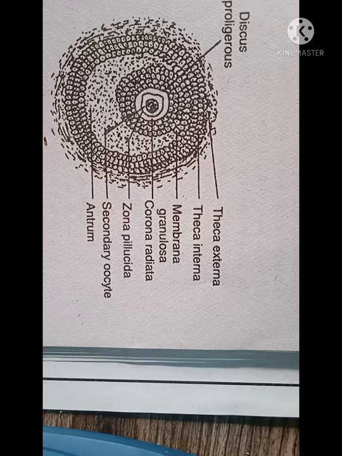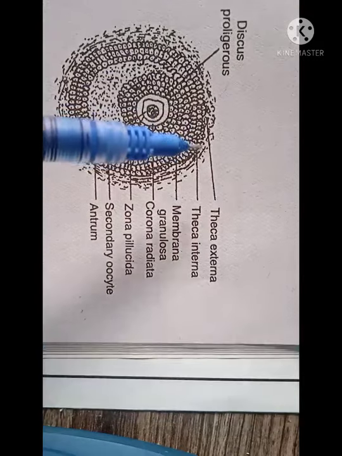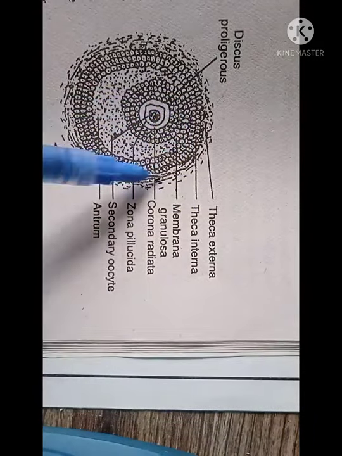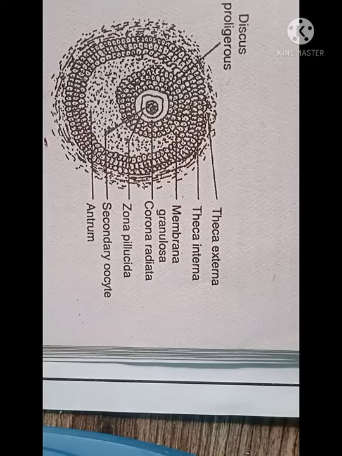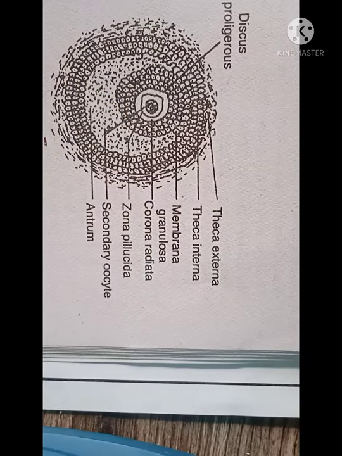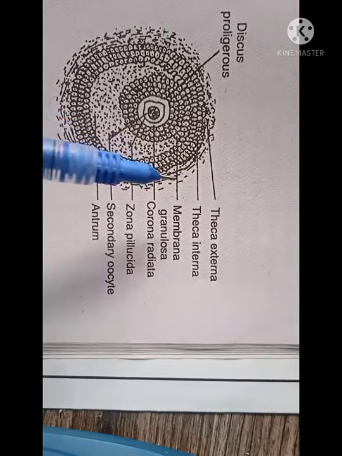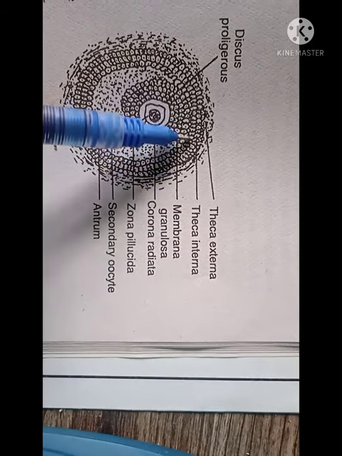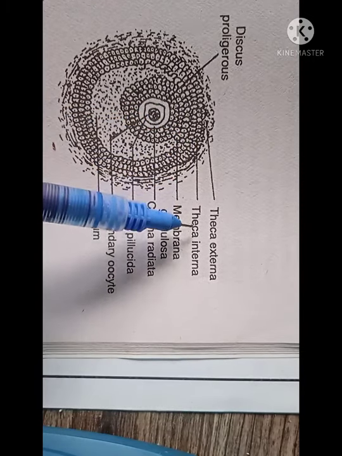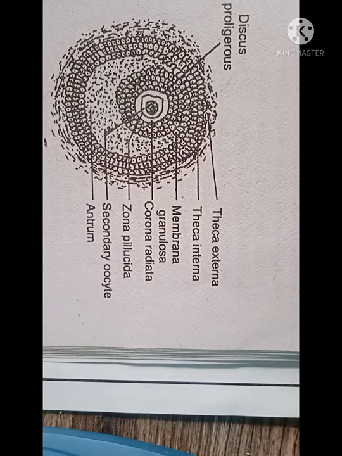The external layer is called the theca externa. This one is the external layer of this follicle, called the theca externa. While the inner layer is called the theca interna. This one is the outer layer, and this one is the inner layer. The inner layer is called the theca interna.